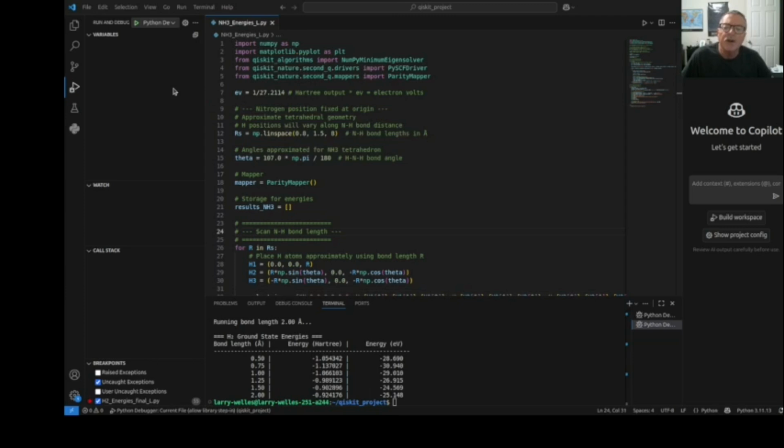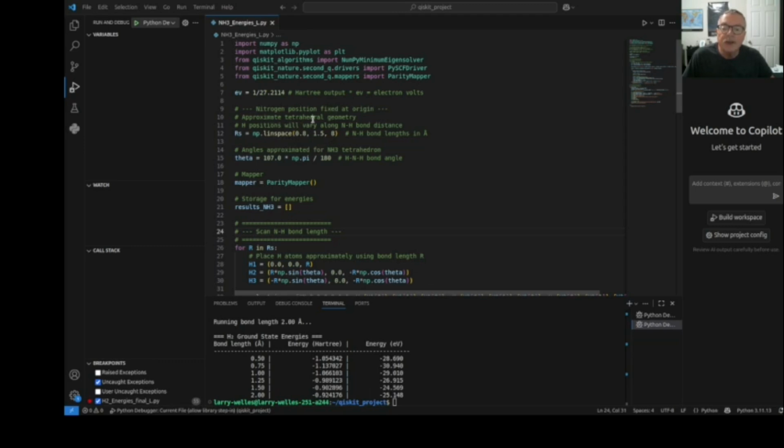Qiskit Nature. Now this is the natural science business, and this is real physics, whereas the other was the mathematical constructs that we have to use. And this is the thing that I'm interested in, the PySCF driver. SCF. I wonder what that stands for. Let's see what's going on here.